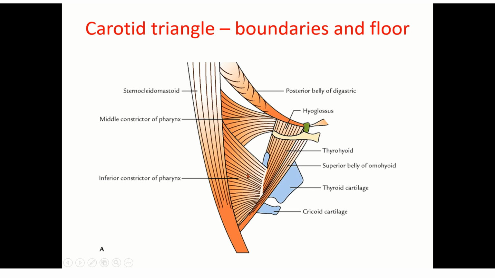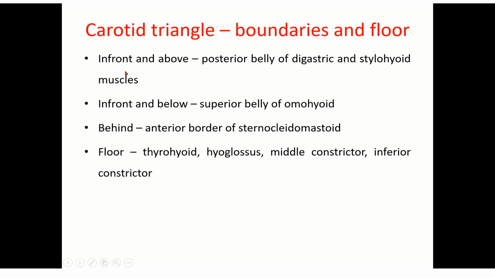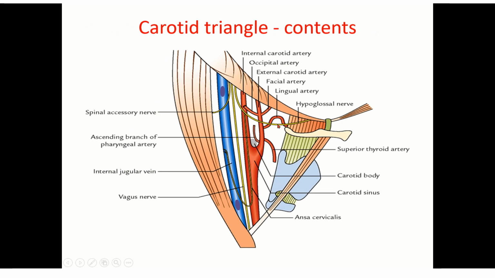the inferior constrictor. So you can see here, in front and above it is bounded by the posterior belly of digastric and stylohyoid muscles. In front and below it is the superior belly of omohyoid. Behind it is the anterior border of sternocleidomastoid, and the floor will be formed by four muscles, namely the thyroid, hyoglossus, middle constrictor, and inferior constrictor. So you can see the major contents of this.